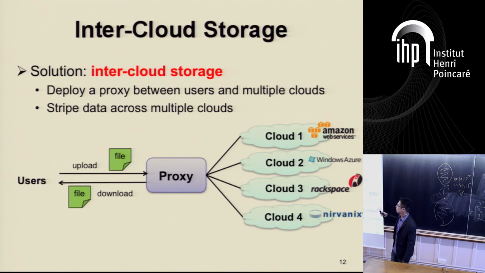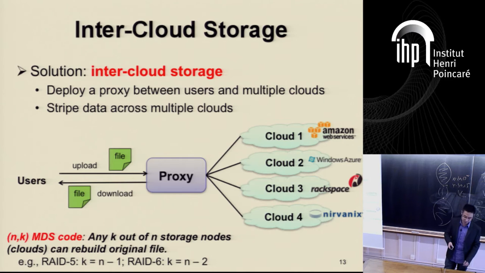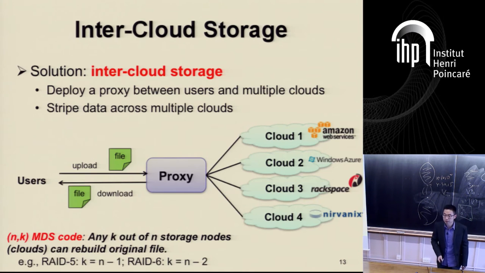The uploading operation is often based on some striping schemes. It often uses the (n, k) MDS code. That means any k out of n storage nodes or clouds can rebuild the original file. And basically, we often use RAID 5 and RAID 6. They are two common MDS codes. RAID 5 tolerates one failure. RAID 6 tolerates two failures. Okay.